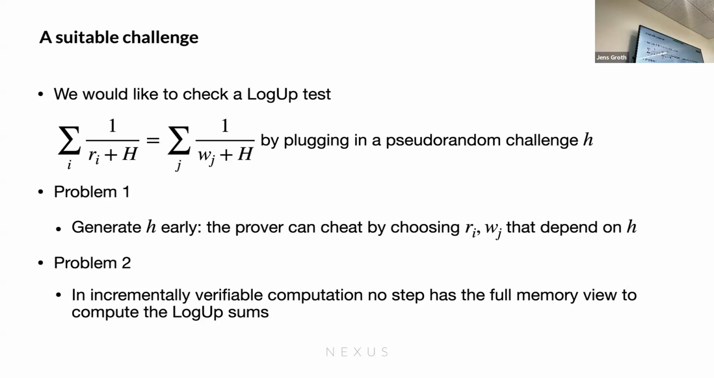The second problem is that when we do incremental verifiable computation, each of these steps only has access to a slice of what's happened. No step knows the full memory. That was the whole maneuver that we did: we tried to make sure that they only see their own memory accesses and not the full memory. So then the question is, who is actually going to do this summing up?